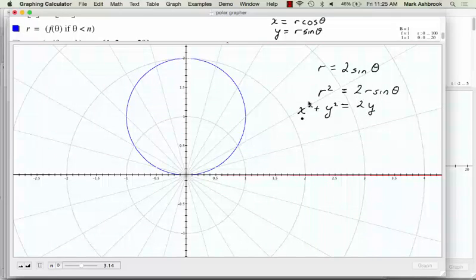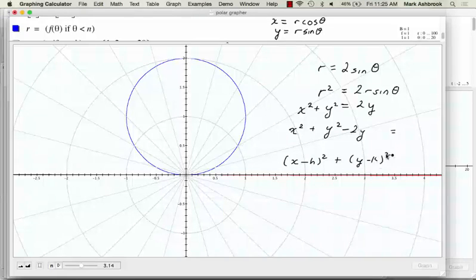Okay, so we see this is a circle, but it's not the form that we're used to, so we can do x squared plus y squared minus 2y equals 0. And what we want is perfect squares, right? Because what's our equation of a circle? X minus h squared plus y minus k squared equals r squared. So we need to complete the square.